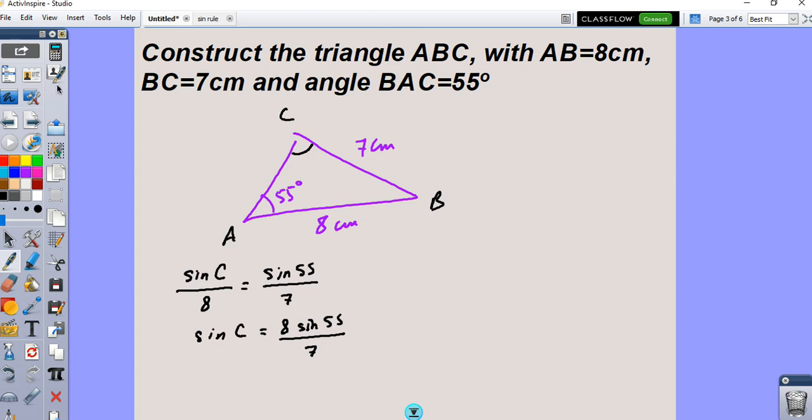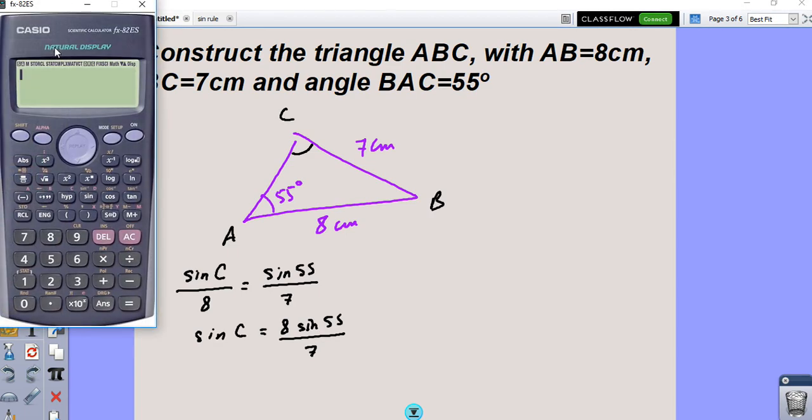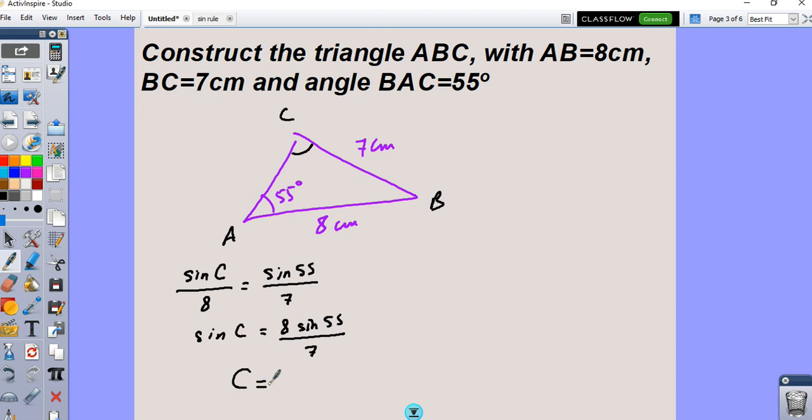And let's work that out. 8 sine 55 divided by 7 equals, and we have the sine of the angle C, and we find the inverse sine, and that's 69. So we have to remember at this moment that C equals 69 degrees or 180 minus 69 degrees, which is 111.